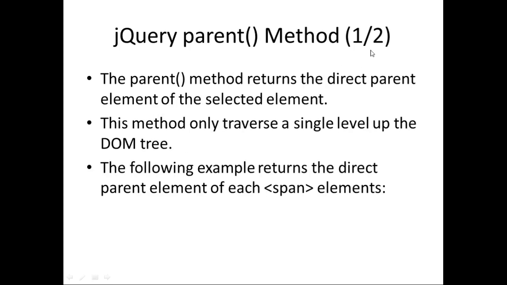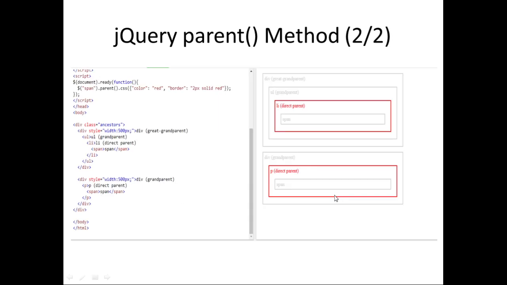The jQuery parent method, first of two pages. The parent method returns the direct parent element of the selected element. This method only traverses a single level up the DOM tree. That's why it's just the parent. The following example returns the direct parent element of each span element.